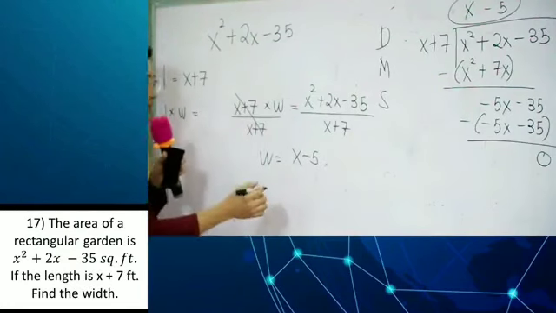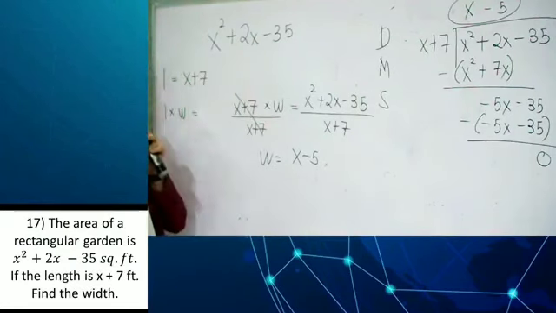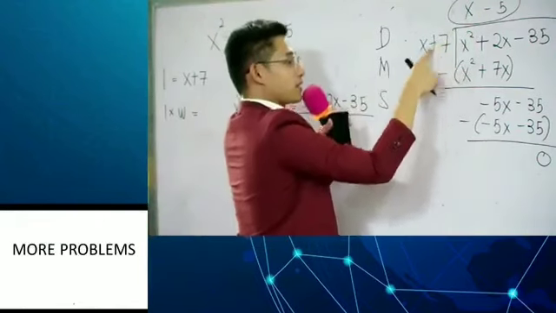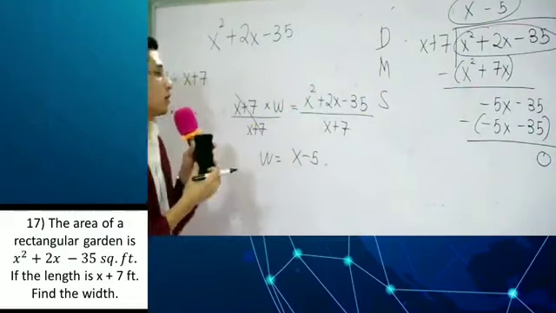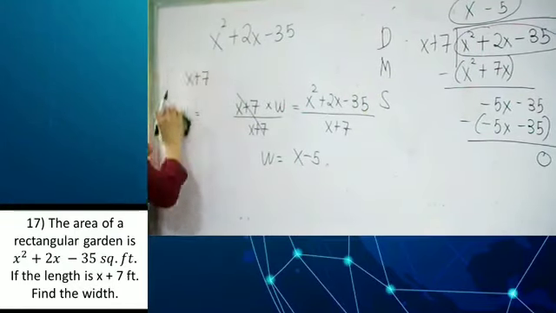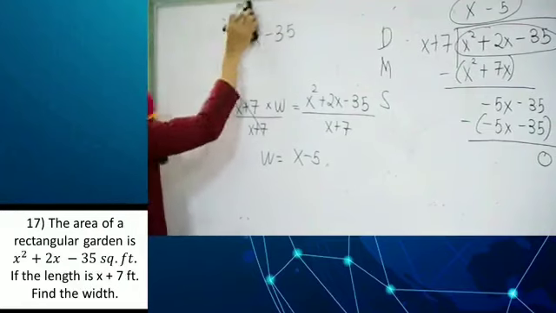Okay. Next. Para ma-check nyo siya, parang yung sa concept nga ng division, you can actually multiply this. Dapat ang result is the dividend, which is this. Okay? So you may use FOIL method for that. Next, more problems tayo.